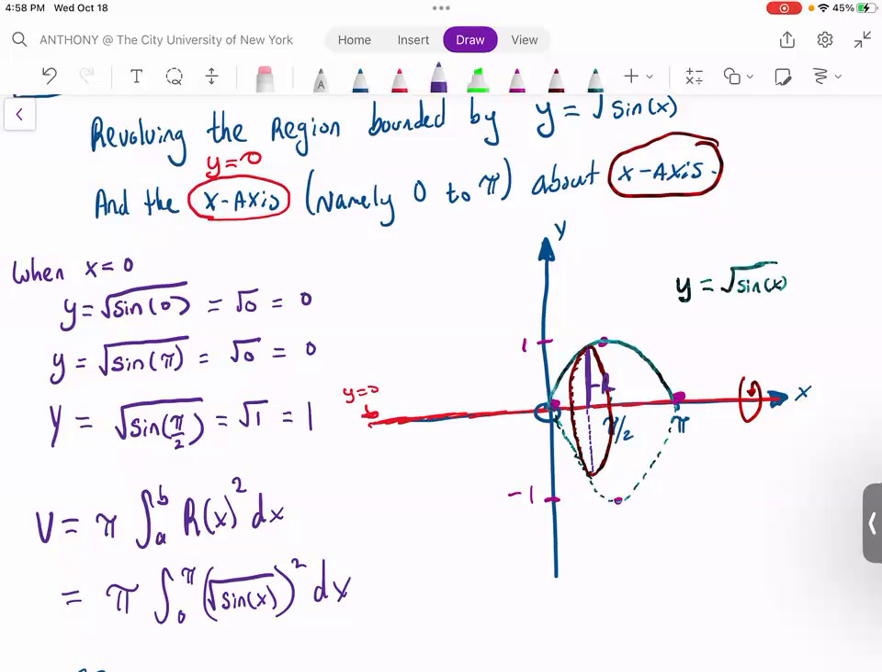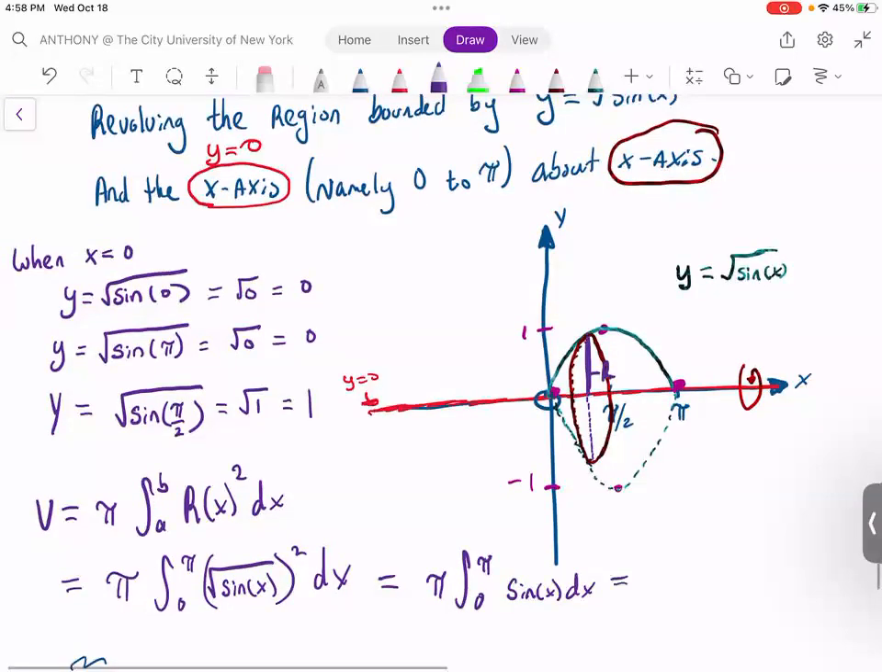What is the square root of sine of x squared? How would you simplify that? Sine of x. So this is now going to equal pi from 0 to pi of sine of x dx. Now, what is the antiderivative of sine of x? Say it louder. Negative cosine. So this is now going to equal pi of negative cosine of x from 0 to pi.